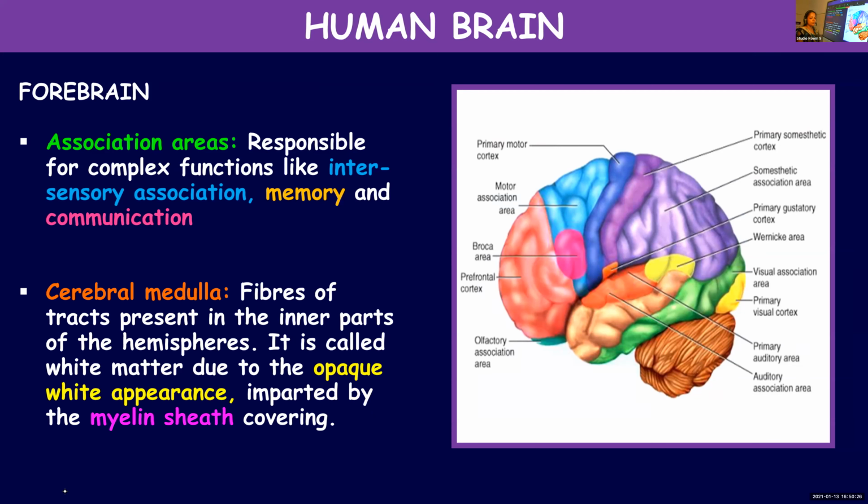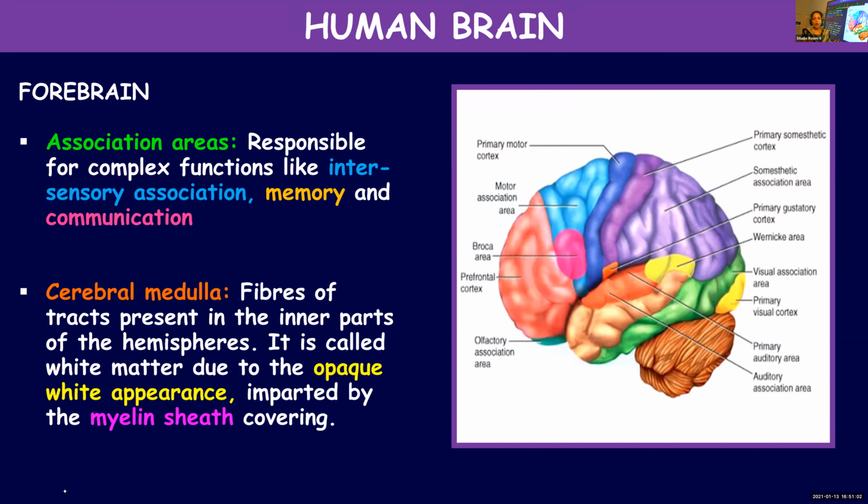So as I told you, the cerebral cortex is the outer part. Then there is an inner region which you call the medulla. Even in the kidney we have a cortex and a medullary region, and here we have the cerebral medulla and cerebral cortex. The cerebral cortex is gray in color, and the cerebral medulla we call white matter because of the white color. As Punya said, it's because of the presence of myelinated nerve cells and fibers of tracts present in the inner part.